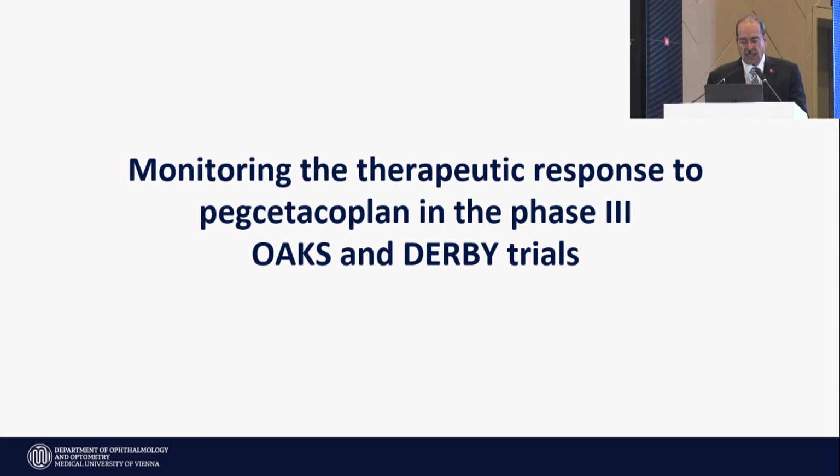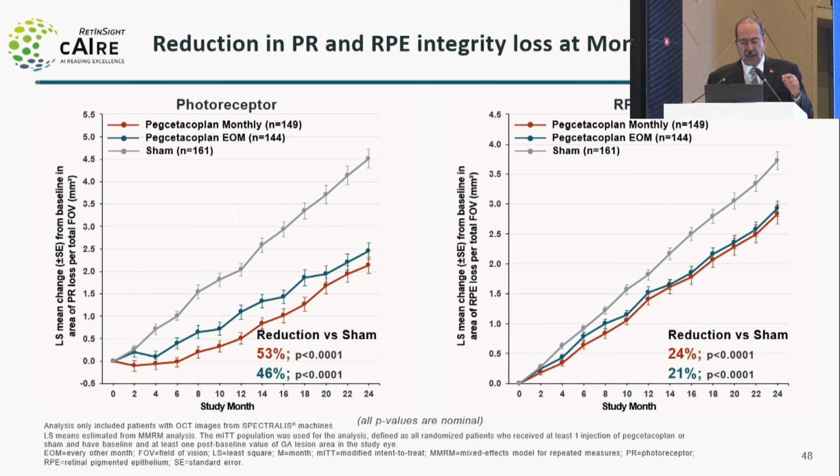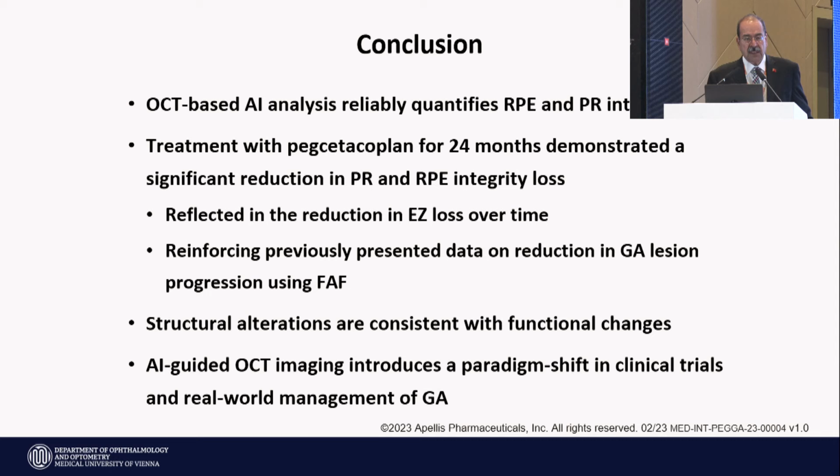This animation from Vienna, from Ursula, you can see that photoreceptor alteration exceeds and precedes RPE loss. So there's photoreceptor thinning, which is found in the junctional zone, but this photoreceptor loss happens before RPE loss. Using AI and OCTs, you can see in these graphs that they look quite similar to what the Oaks and Derby study graph showed. So we can see that as the loss of photoreceptors and therefore RPE gets more, function also decreases. So it's one tool that one can use to see what's going on.